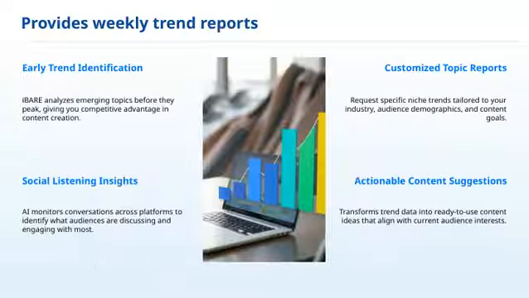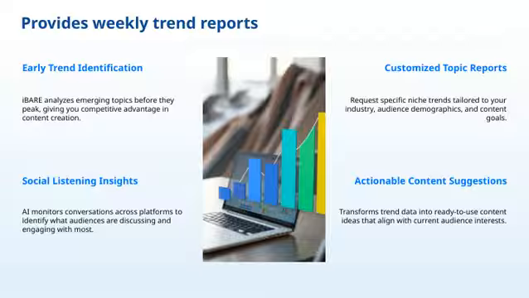On this slide, I want to highlight how our platform provides weekly trend reports, giving you a clear view of what's happening in real time. One of the key features is early trend identification. What that means is ibare analyzes emerging topics well before they reach their peak, so you can get ahead of the curve and create content that stands out. Next, we have customized topic reports. If you have specific niches or industry segments you're interested in, you can request tailored reports that focus on those areas, considering your audience demographics and content goals. This way, your content stays relevant and targeted.